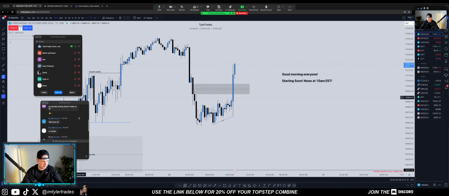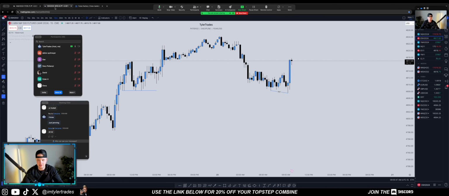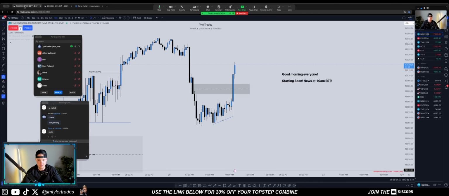Someone said something about a good setup. Was it Orion? I forget who already said it. Clean setup on ES. Yeah, I feel like there's a couple of good clean setups right now on either one of these indices. I just spotted this SMT here between ES and NQ. It does favor NQ for longs, which is what I prefer anyway.